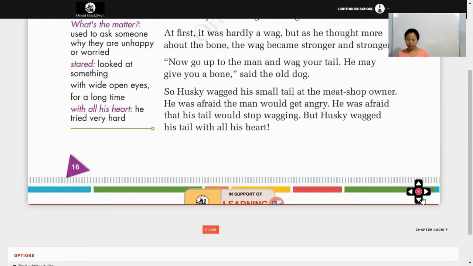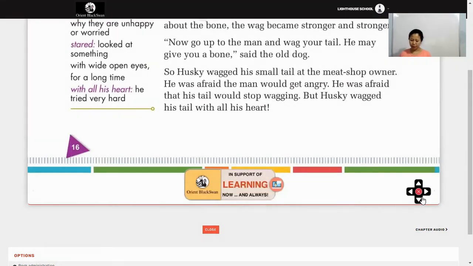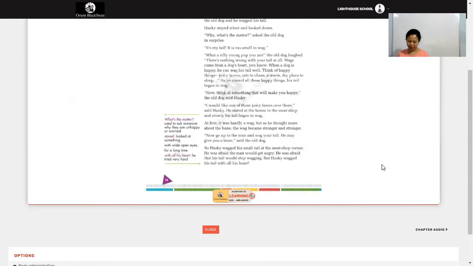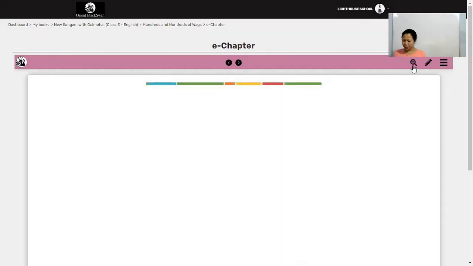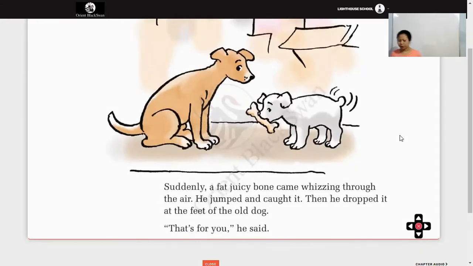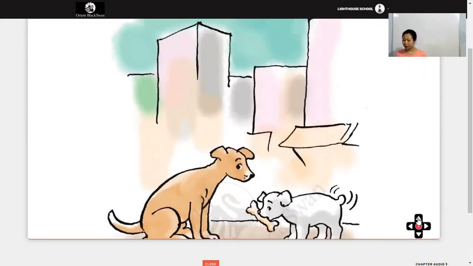Now, the old dog told Husky to go up to the man and wag his tail so that he might give him a bone. So Husky wagged his tail at the meat shop owner. When Husky wagged his tail at the meat shop owner, he was afraid that the man would get angry and that his tail would stop wagging. But Husky kept on wagging his tail with all his heart. And finally, what happened? A fat, juicy bone came whizzing. Whizzing means flying fast through the air. When a fat, juicy bone came flying through the air, Husky jumped and caught the bone.